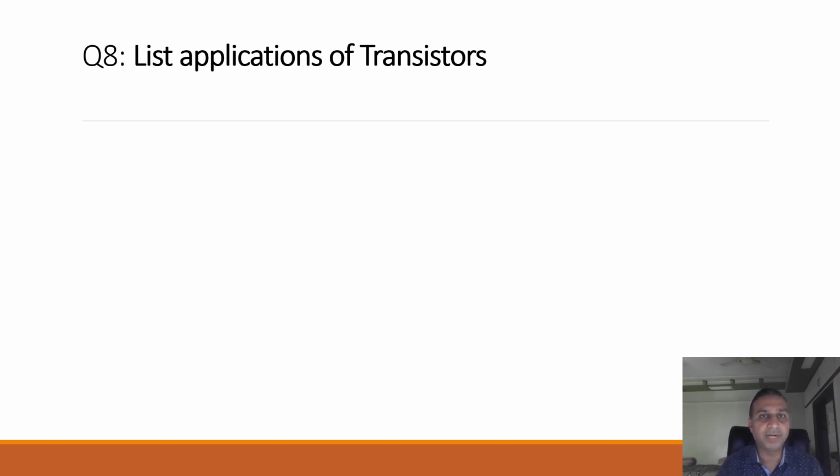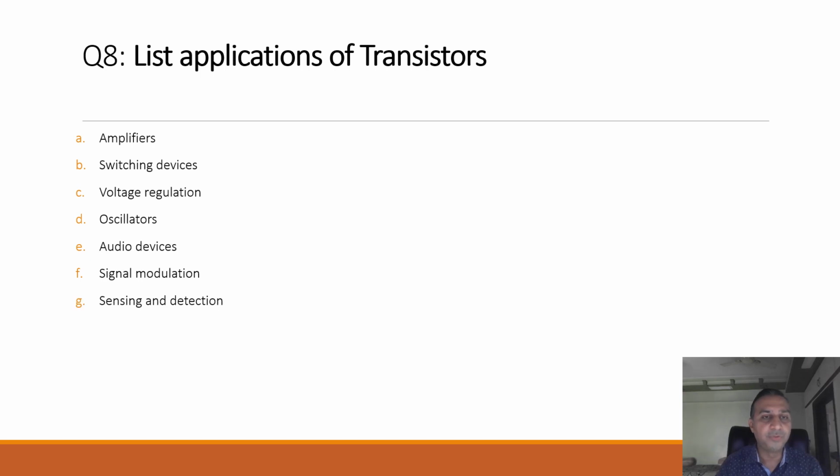List the applications of transistors. The transistors are used in various applications such as amplifiers for amplification of signal, switching devices where they can be used to turn on and off the device, voltage regulation to provide the constant operating voltage, oscillators to provide continuous oscillations, audio devices for audio amplification, signal modulation. It is used in sensing and detection circuits. It is used in computer memory. It is used in power control, in automotive electronics, and many more applications.